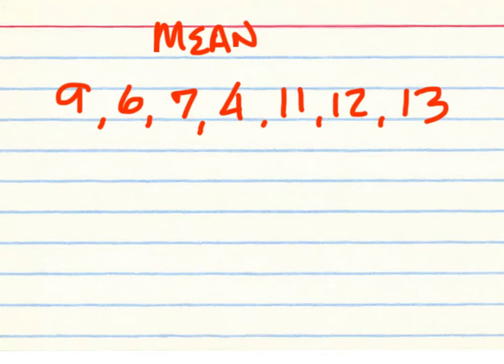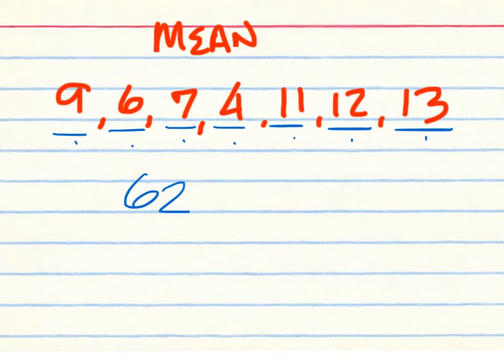Find the mean of this list of numbers. To find the mean, you must first add them all up. So we have 9, 15, 22, 26, 37, 49, 62. And we have a total of 1, 2, 3, 4, 5, 6, 7 numbers. So divide 7 into 62. And you'll come out with 8.